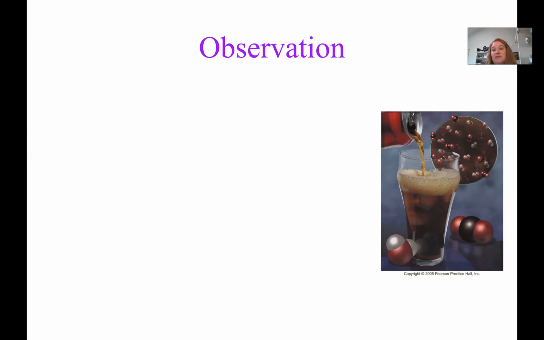And we're going to start with observation. And we're starting here for a very good reason, because this is where if you were conducting experiments and figuring out laws and theories, this is where you would start.